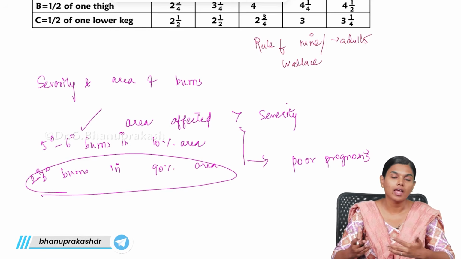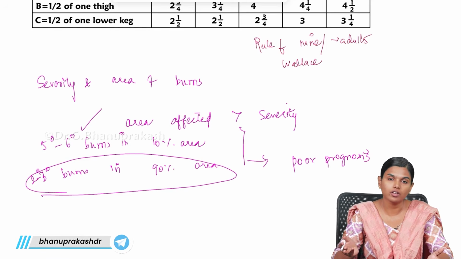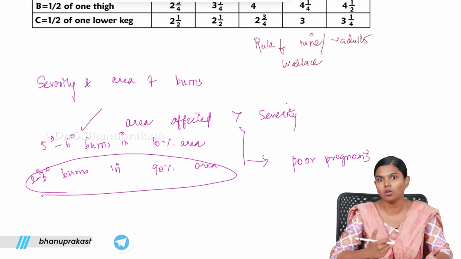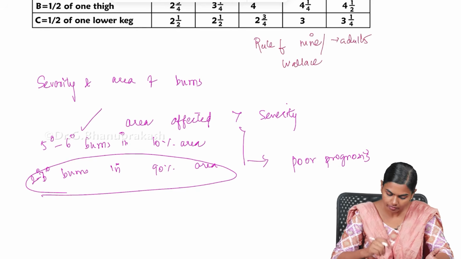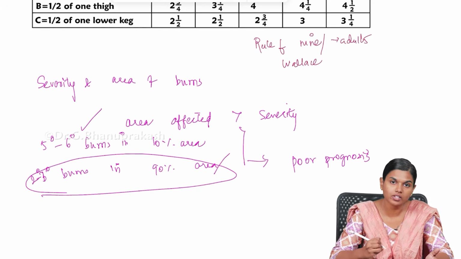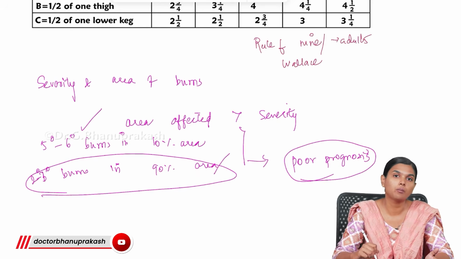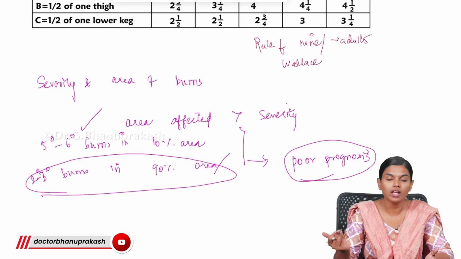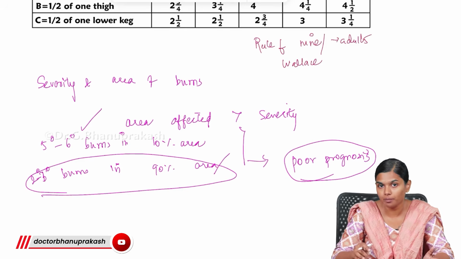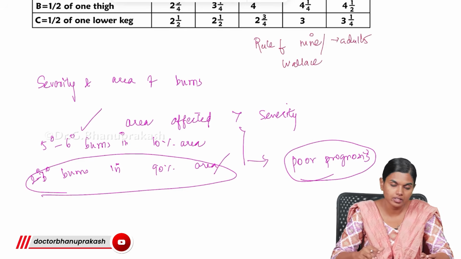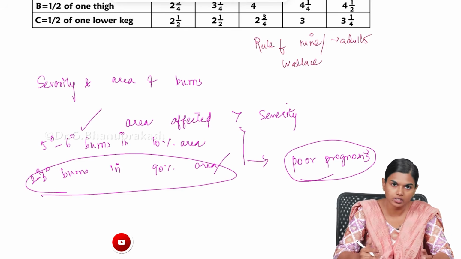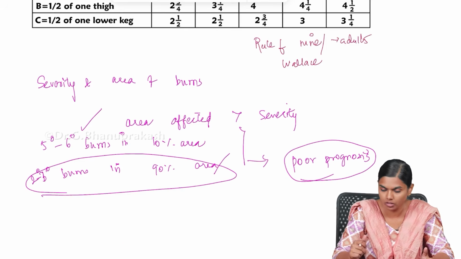You will have everything going out of the skin, right? So all the electrolyte imbalances, all the shock, hypovolemia, everything will happen when more surface area is involved. So we have a poor prognosis for somebody with more surface area involved than somebody with more severe burns in less surface area. This is the important thing we have to know in this general part of the thermal injuries.